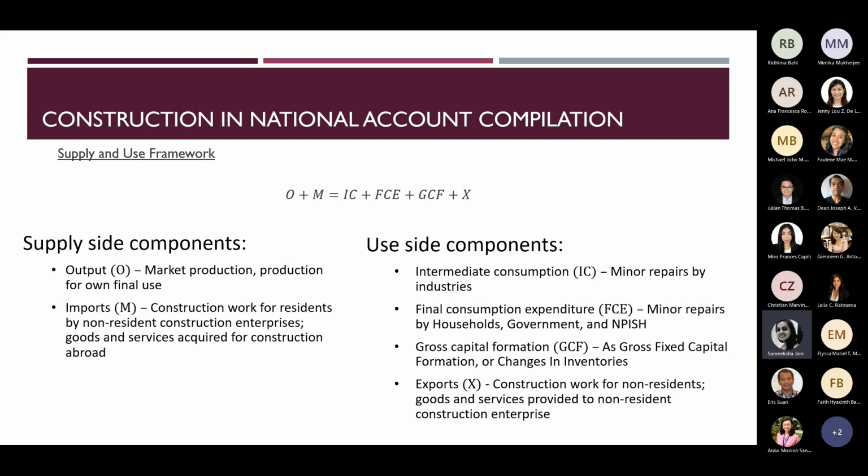For the time being, we will isolate the imports and exports and revisit them in the BOP discussion, which would mean that our equation without the imports and exports in picture tells us that the construction output that is produced for final use comprises of A, the minor repairs by industries, B, by households, government, and NPISH, and C, the GCF or the gross capital formation.